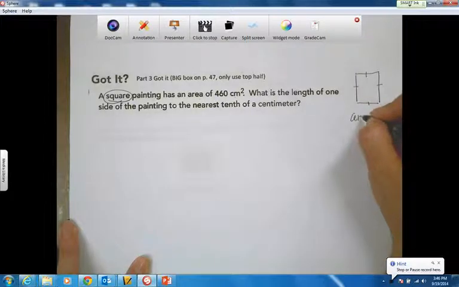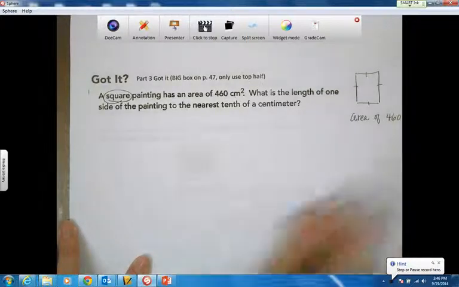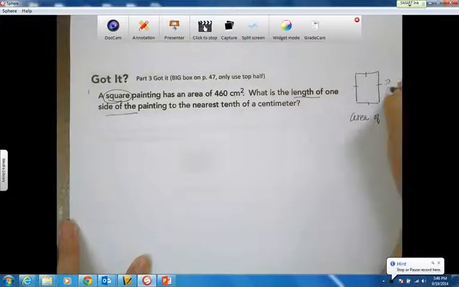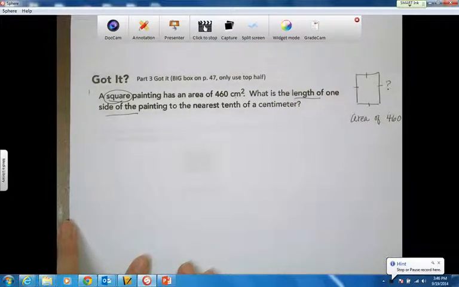All right, oops, I don't know why I put degrees. 460. What is the length of one side? So this is what I'm trying to figure out, is the length of the side, which are all the same. And I need to pay attention to, it says the nearest tenth of a centimeter. So nearest tenth of a centimeter is very important. I'm going to be rounding here when I get done.